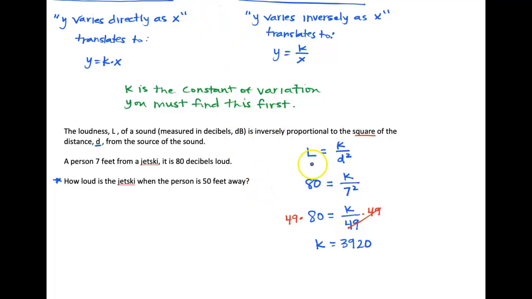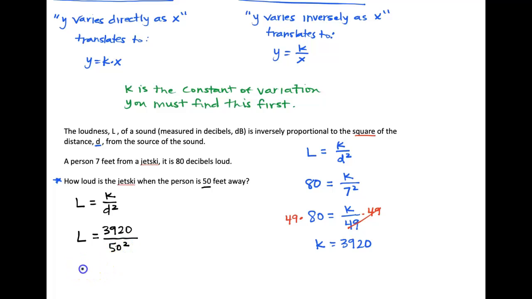How loud is the jet ski when the person is 50 feet away? So let's go back to the original equation that we made there, L equals K divided by d squared. And this time we're trying to figure out how loud it is, and so L is what we're trying to find. In place of K, we'll put our constant of variation that we found, 3,920. And then this time our distance is 50 feet away, and so we'll have 50 squared on the bottom.